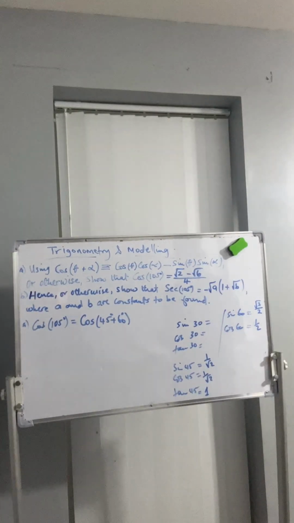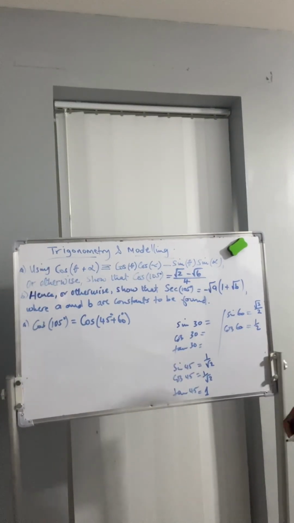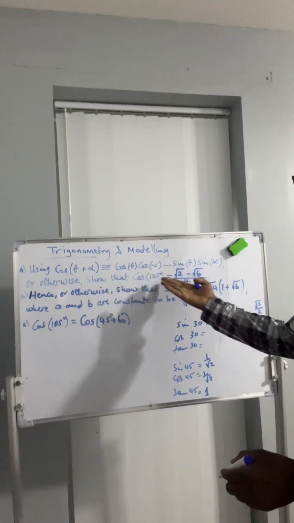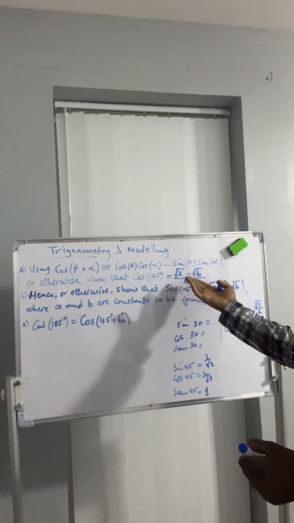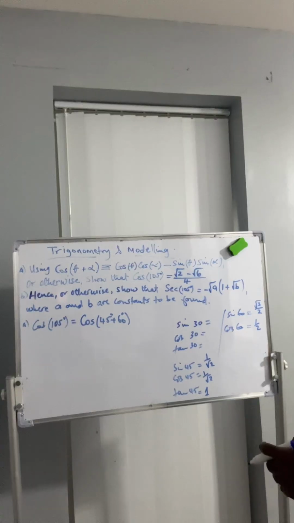So this is what you have. Now the problem is solved. Everything is here. We just need to make sure, because we are to show that this will give us this. Now let's go back to the problem.